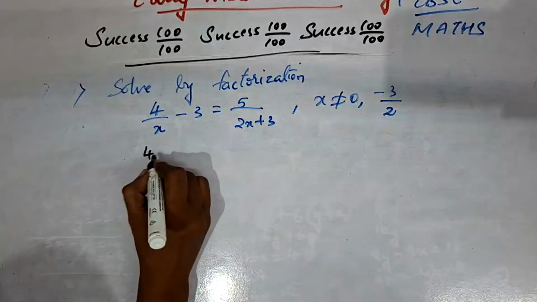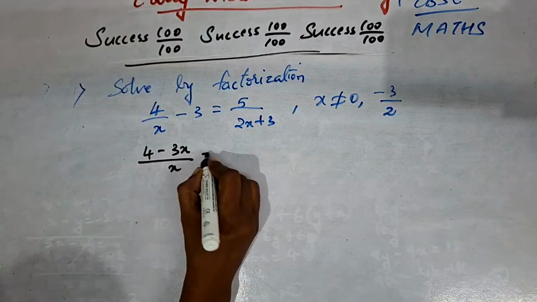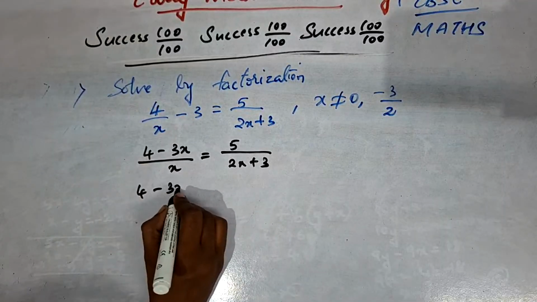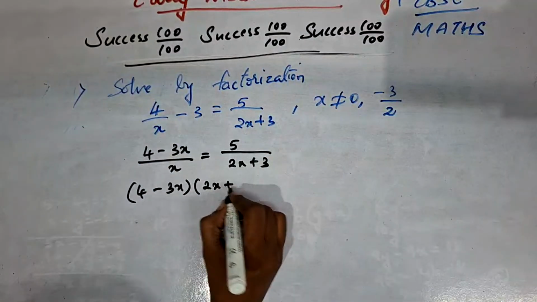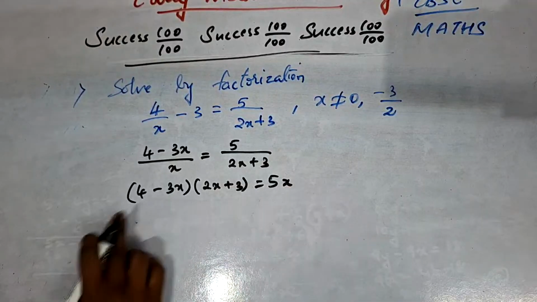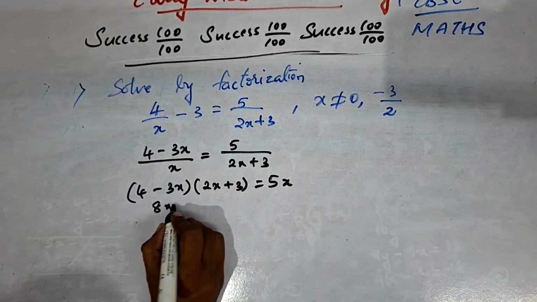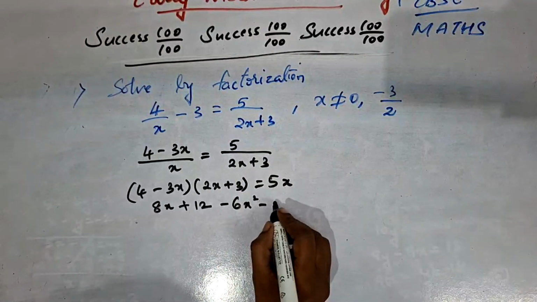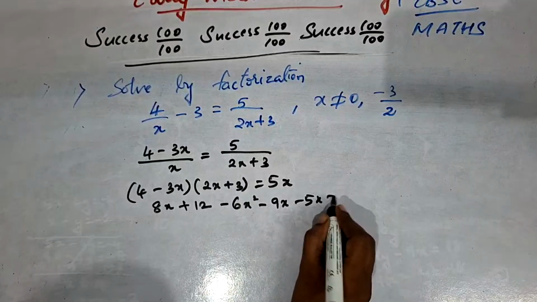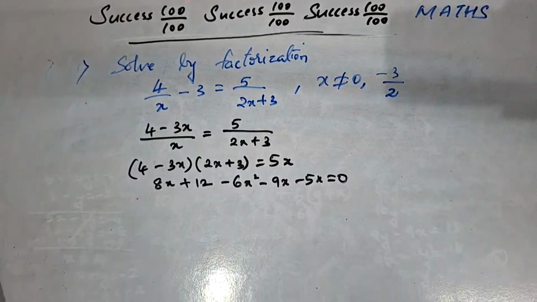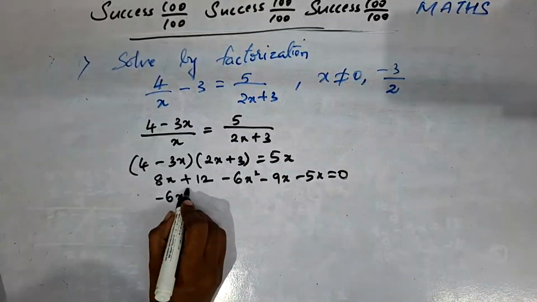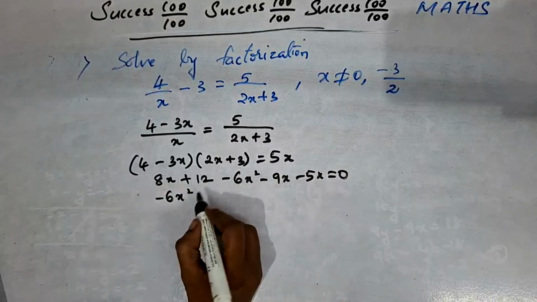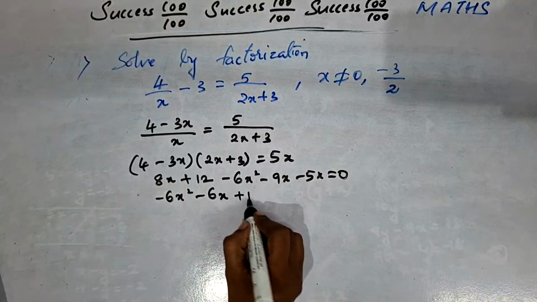Now take LCM. 4 minus 3x whole divided by x is equal to 5 divided by 2x plus 3. Cross multiply: 4 minus 3x into 2x plus 3 equal to 5x. Now multiply inside. 4 2s are 8x plus 4 3s are 12 minus 3 2s are 6x square minus 9x minus 5x equal to 0. So minus 6x square. On simplifying this, 9 minus 8 is 1 and I have 5. So 6x square plus x minus 12 equal to 0.